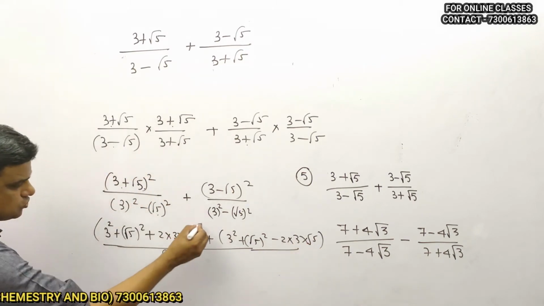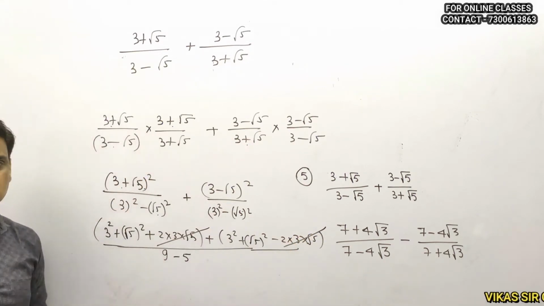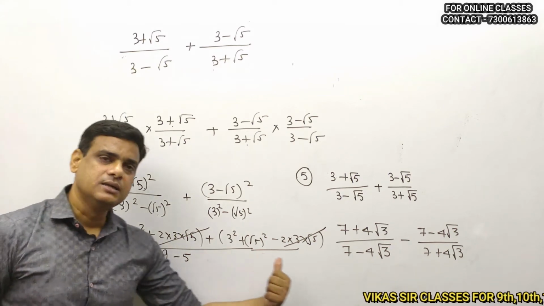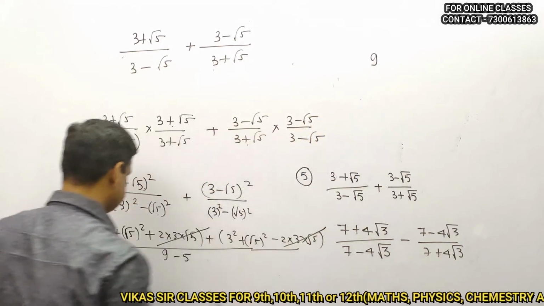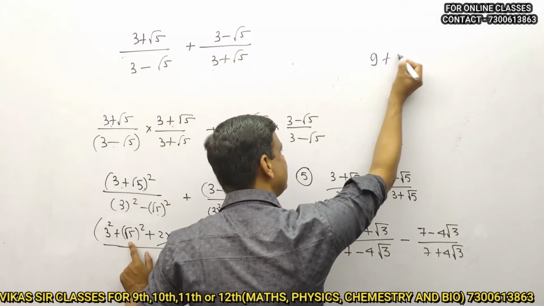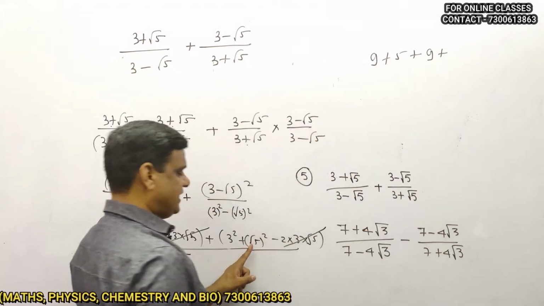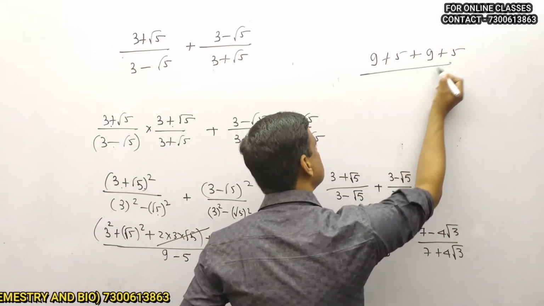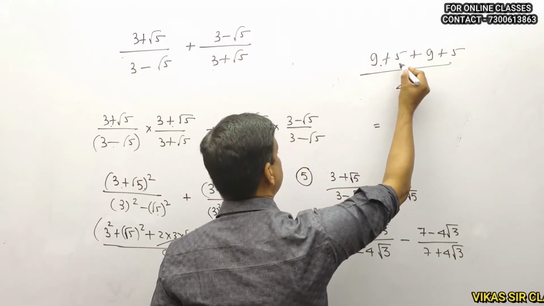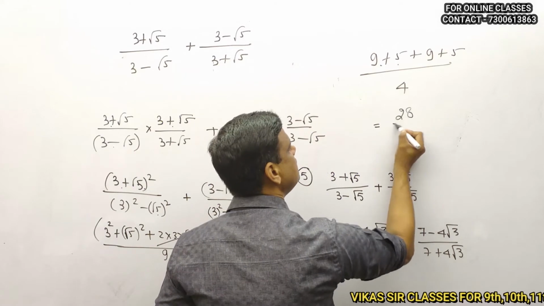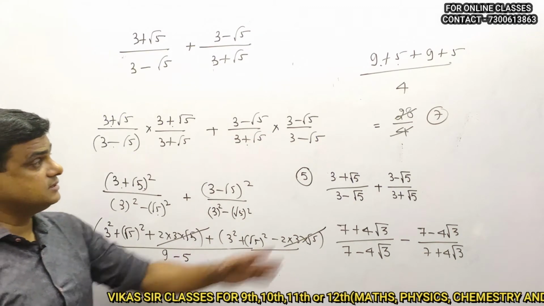Now see, 2 into 3 into root 5 and 2 into 3 into root 5 cancel. This is of plus sign, this is of minus sign. Now 3 square is 9. Root 5 square is 5. Again 3 square is 9 and root 5 square is 5, upon 9 minus 5, which is 4. So our answer is 9 plus 5, 14, 2s are 28, upon 4, 4 7s are 28. So our answer is 7.